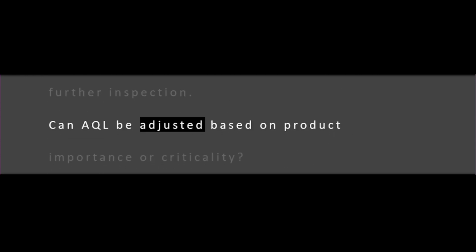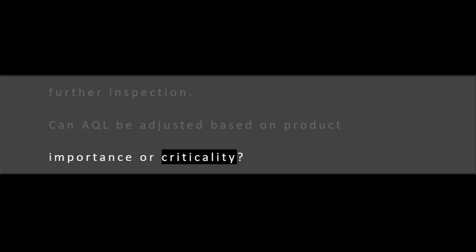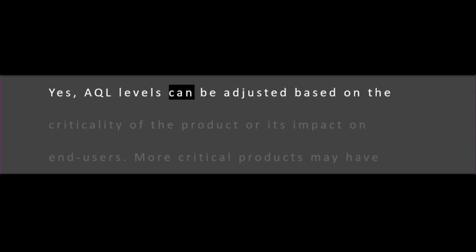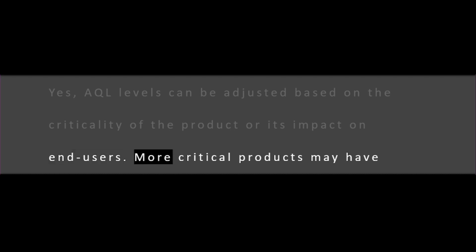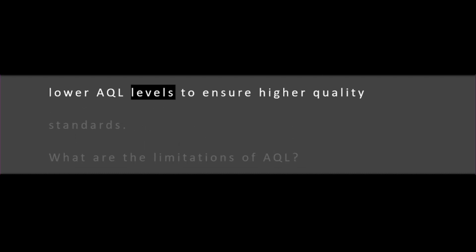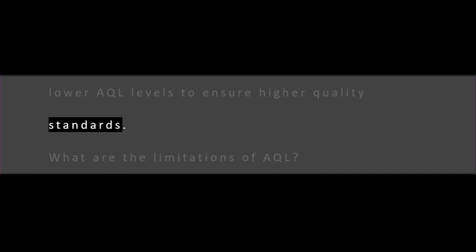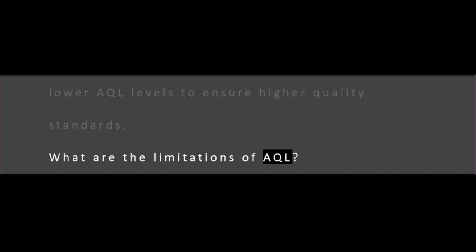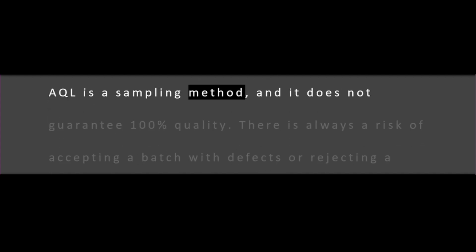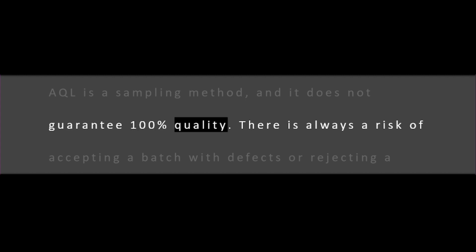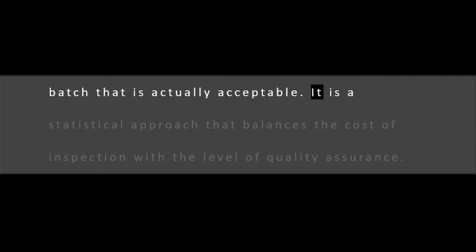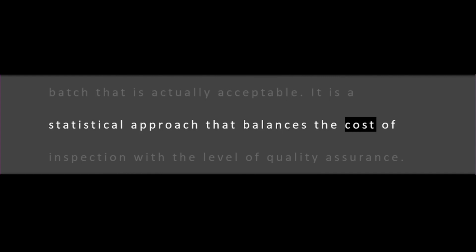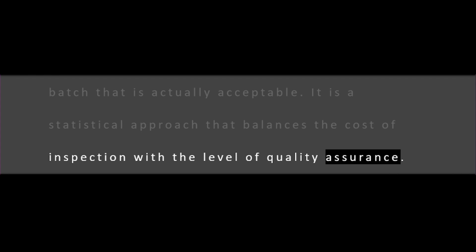Can AQL be adjusted based on product importance or criticality? Yes, AQL levels can be adjusted based on the criticality of the product or its impact on end users. More critical products may have lower AQL levels to ensure higher quality standards. What are the limitations of AQL? AQL is a sampling method, and it does not guarantee 100% quality. There is always a risk of accepting a batch with defects or rejecting a batch that is actually acceptable. It is a statistical approach that balances the cost of inspection with the level of quality assurance.